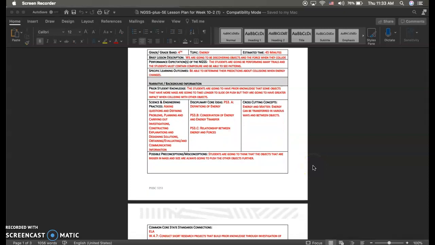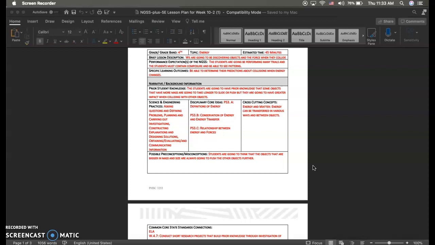When I first was looking at the standards and the different topics that I could choose from, I thought I didn't want energy because to me that was not my favorite topic in science whenever I was growing up. And so once I had found the standard, I decided that I would give it a try, and it seemed like we could do a lot of different things with this standard.